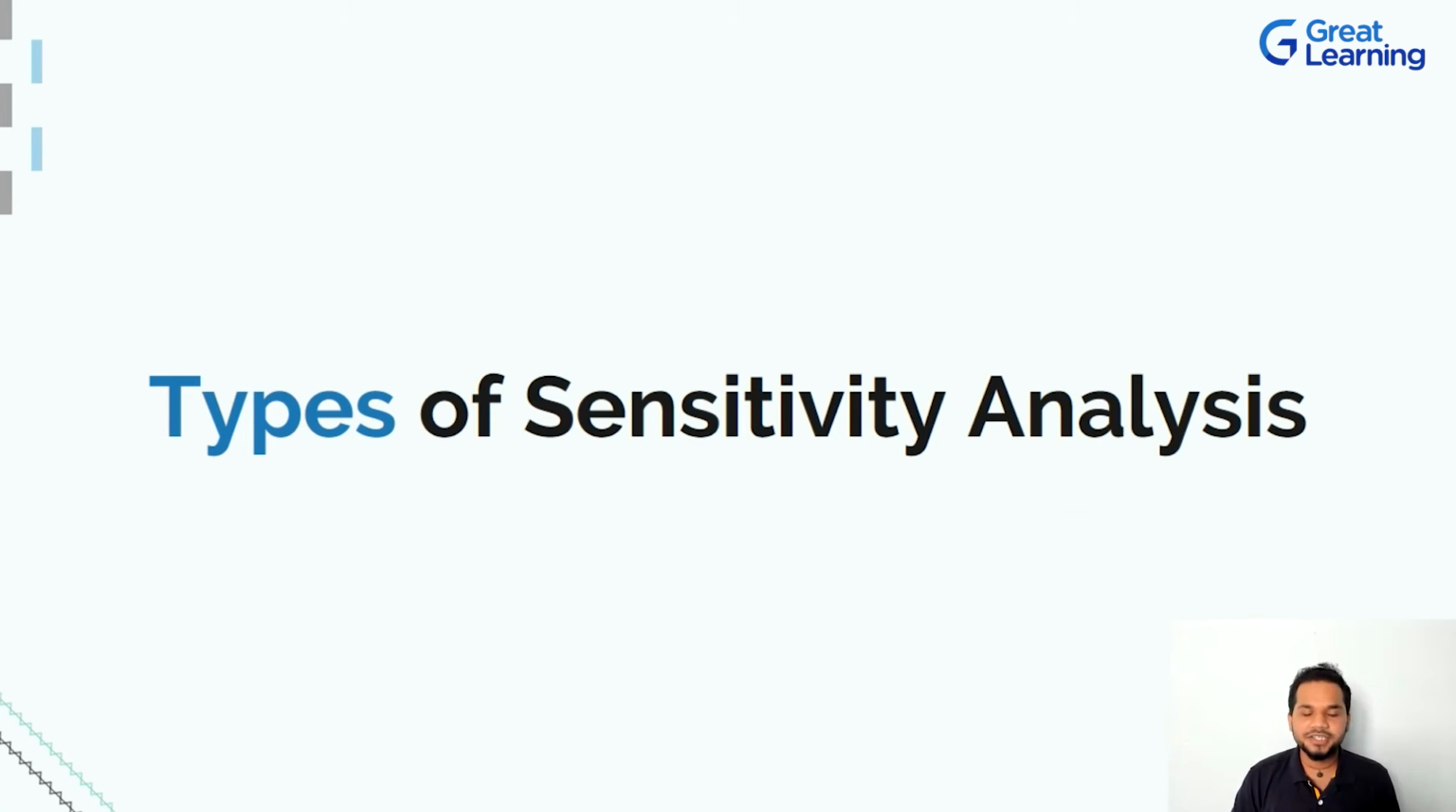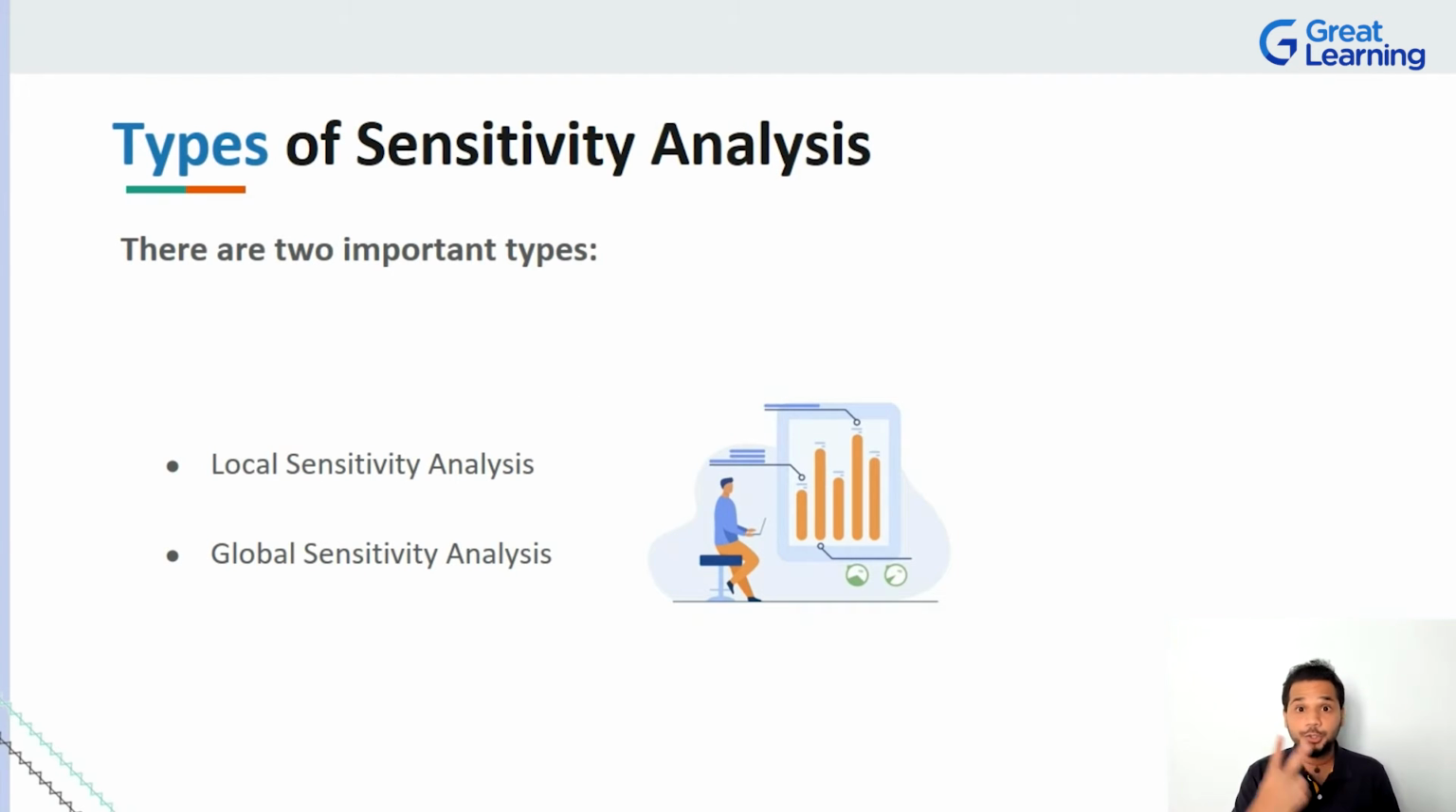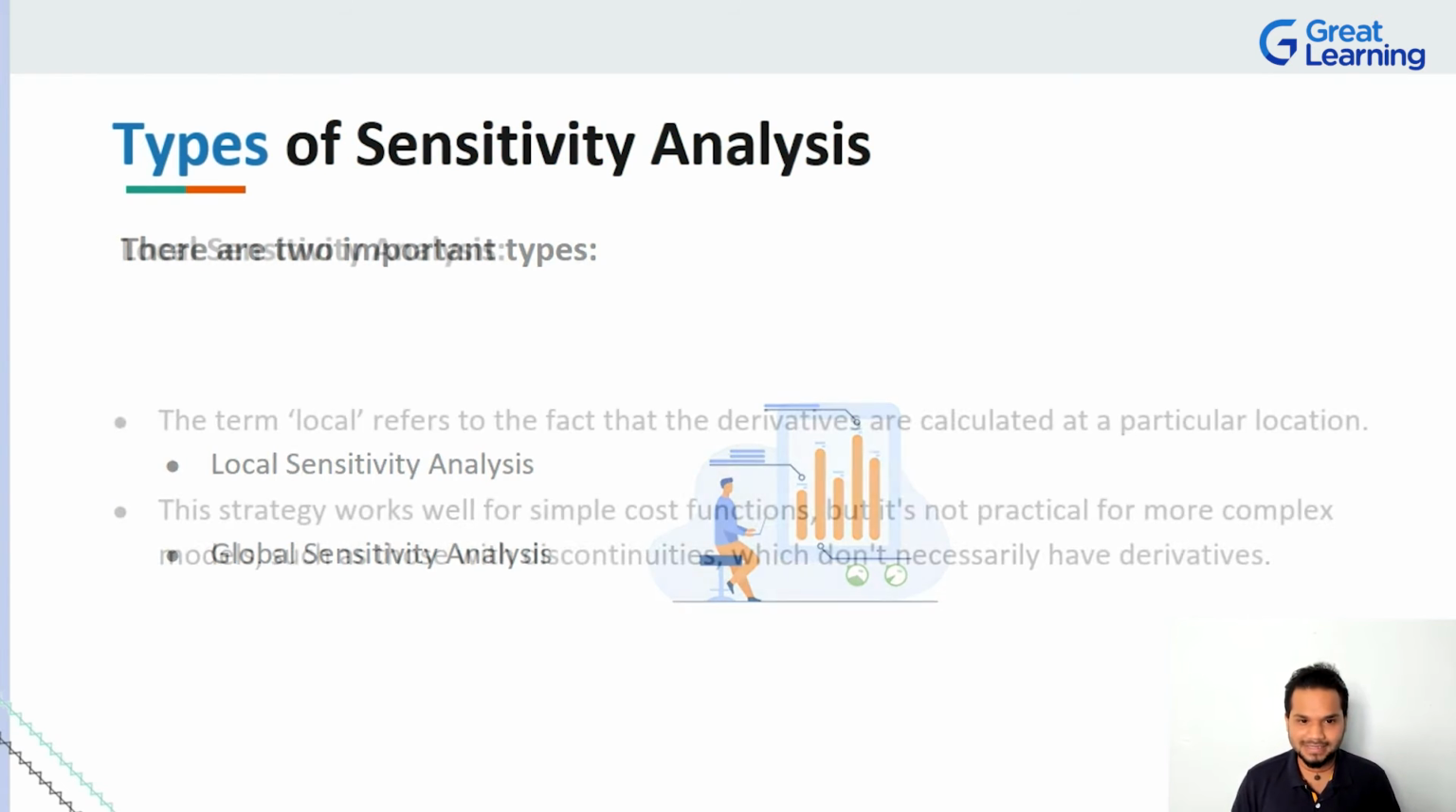Now, in the next section, now that we understood the basics of sensitivity analysis, we're going to try to understand the various types of sensitivity analysis that are out there. In fact, there are two major types of sensitivity analysis. It's local sensitivity analysis and it is global sensitivity analysis. Pretty easy to remember this, right?